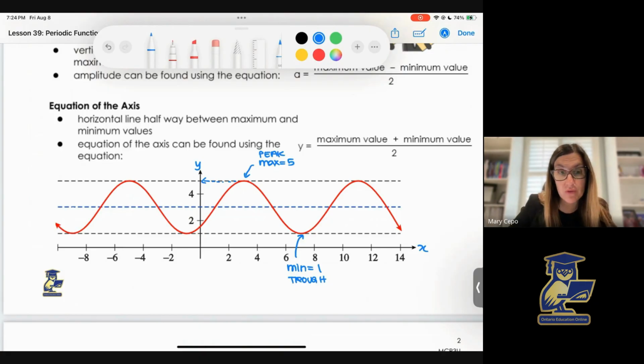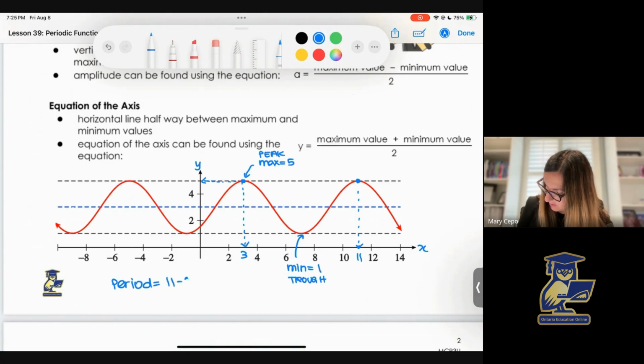The period is when one full cycle occurs. The easiest way to determine the period is from max to max or min to min. If we look here, you would compare the independent value, the x value, when it starts and when it finishes, so 3 and 11. The period would be the difference between those: 11 minus 3. So one full cycle occurs within 8 units.